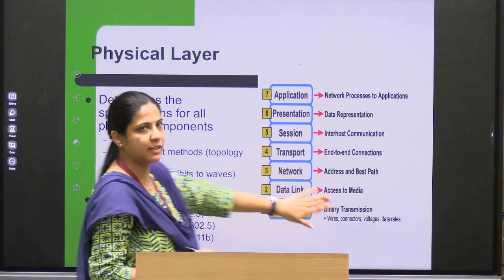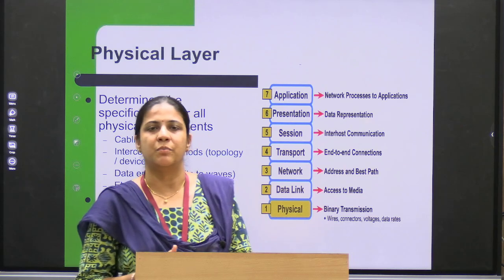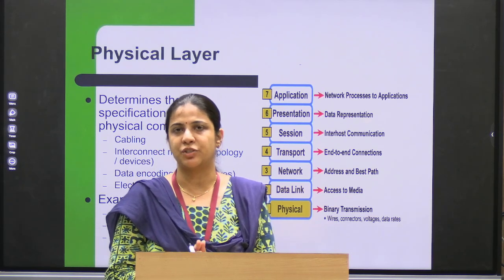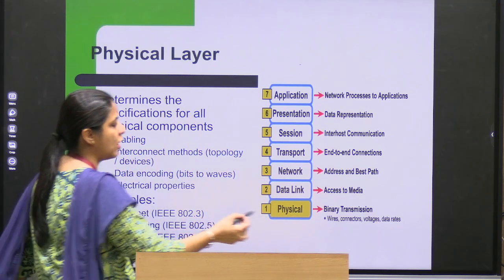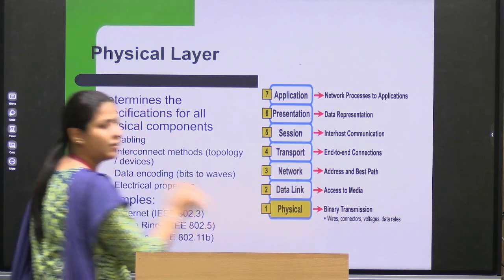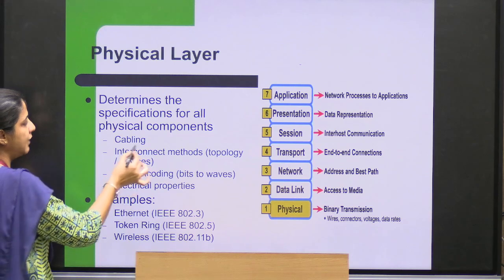Next comes the physical layer. As we all know, in a computer system, the data which is understood by the machine is binary, that is 0 and 1. So, all the binary transmission is done on the physical layer. The physical layer helps us in cabling.